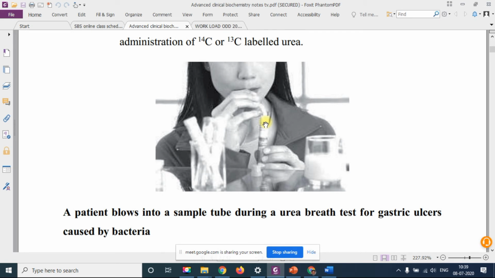They should not pass the breathing air, the air from the stomach. That means only in a deep blow it may be possible. A patient blows into the sample tube during the urea breath test for gastric ulcers caused by bacteria.